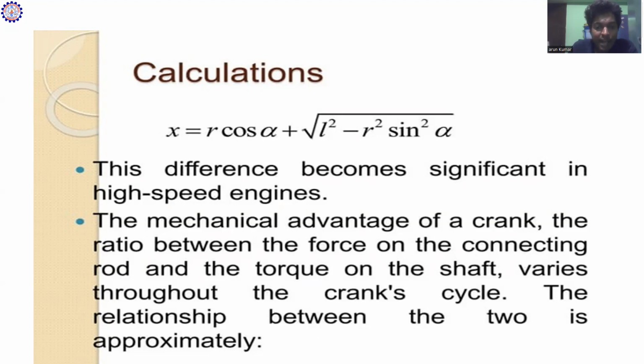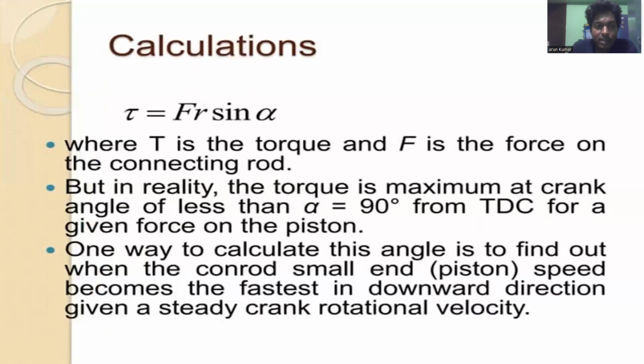The mechanical advantage of the crank, the ratio between the force on the connecting rod and the torque on the shaft, varies throughout the crank cycle. The relation between the two is approximately tau is equal to F sine alpha, where tau is the torque and F is the force on the connecting rod. But in reality, the torque is maximum at a crank angle less than alpha equal to 90 degrees from the TDC for a given force on the piston.